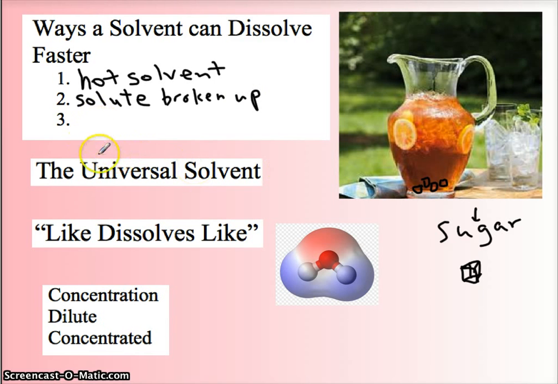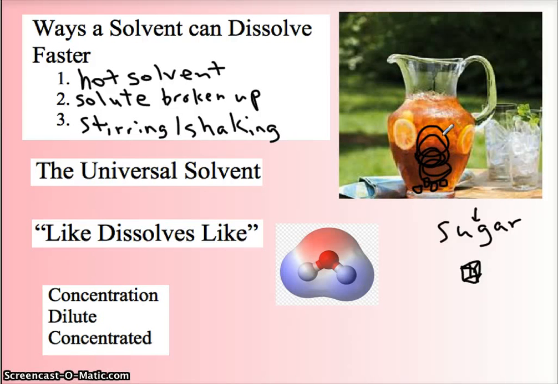And a third way you would have things dissolving faster is by stirring or shaking the solution. Stirring, shaking. If you were to just put the sugar down at the bottom here, it eventually would dissolve, but if you stir it up, then that's how you get it dissolved.